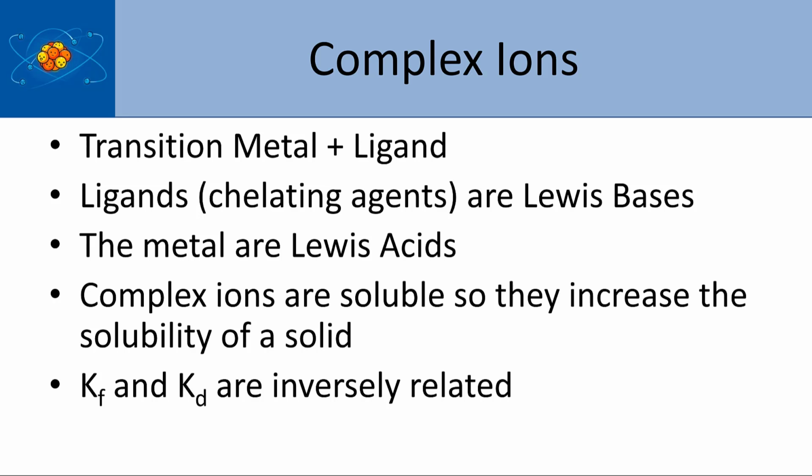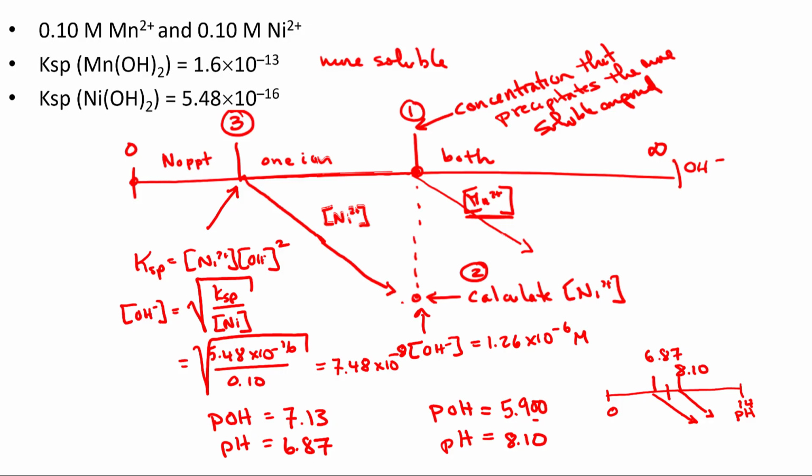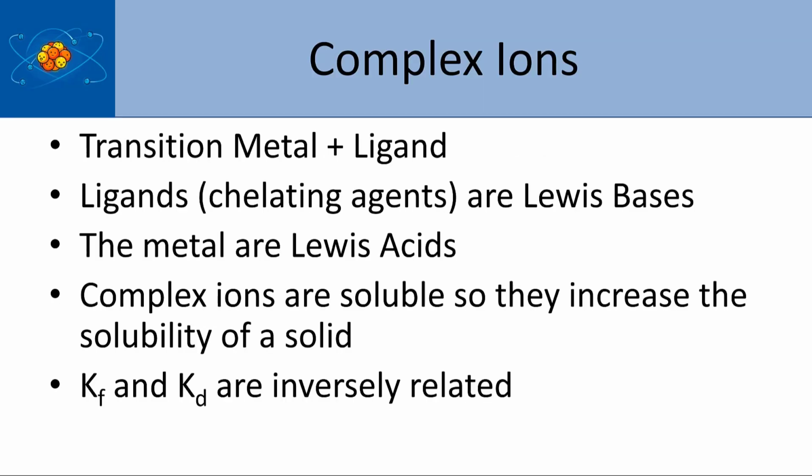Okay, so the last section to cover in this chapter is on complex ions and then the calculations involving complex ions. I just wanted to point out I'm going to leave some other problems in the slides related to something called sulfide precipitation. It's not really covered in this book, but I don't really want to delete them from my notes, and so I'm just going to leave them in there.